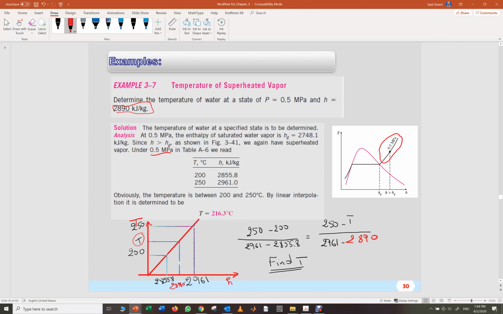This is what we call linear interpolation. Using that we can calculate T, and T is 216.3 degrees C. It doesn't exist in the table, but we have 250 and 200, and we know that T is between them. So we can make interpolation and find exactly the value of T.